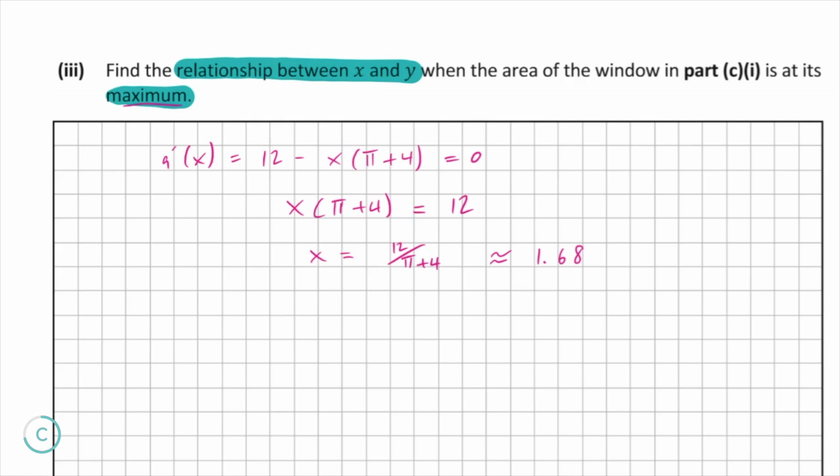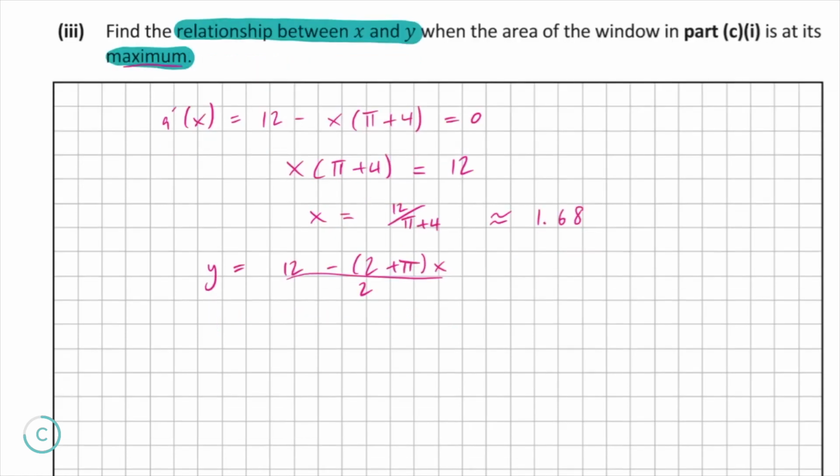Now there are a couple of ways you can proceed. We know that we're going to need our equation for x and y, which is here, and it's also available many times throughout the question. So one thing you could do is just plug in the approximate value of 1.68 for x and see what value of y that gives you. But I think the clearest way to do this is just to do the substitution with the value 12 over pi plus 4 and then see if it cancels down to something which resembles anything else in the question.